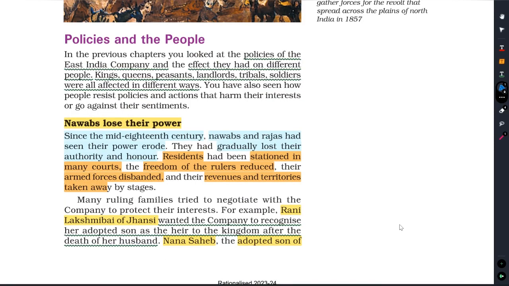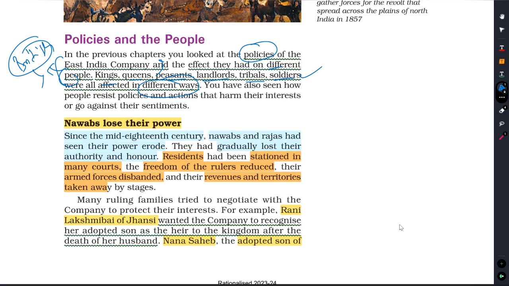Here they have given the policies of the East India Company. This is the company which started to rule on behalf of the British Empire, right? They came as traders, but they started to conquer and rule over us. And their rule affected different kinds of people in our society. Kings, queens, peasants, landlords, tribals, soldiers, all these people got affected by the rule of the British Empire in different ways.